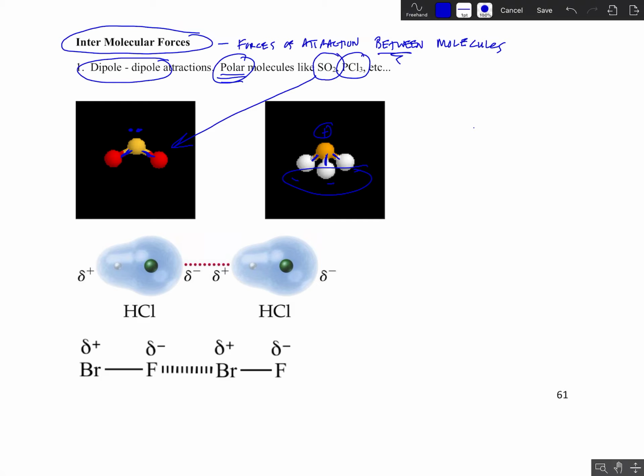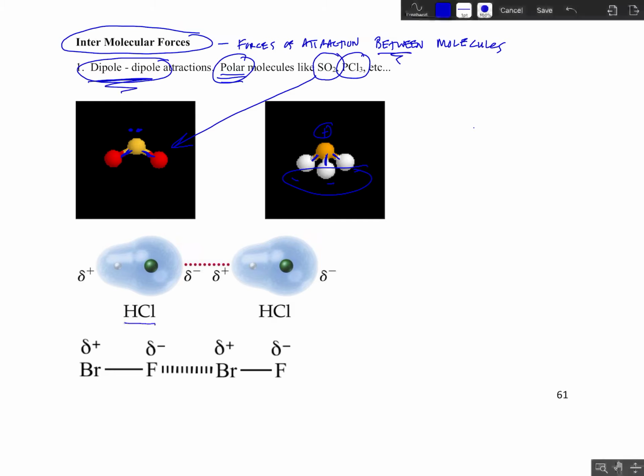Now, as you can imagine, if I have a positive end to a molecule and a negative end of a molecule, and I have more than one of them, and I chuck them into a box and shake it up, aren't those positives and negatives going to stick to each other like tiny little magnets? Yeah, they probably will. And that interaction, the positive to negative interaction that we're talking about here, is called a dipole-to-dipole interaction.